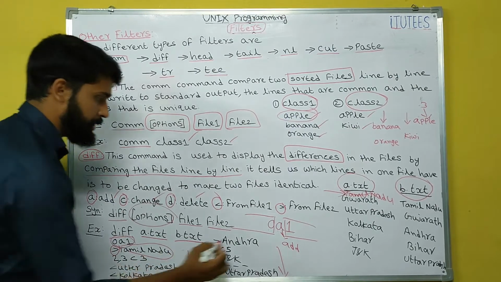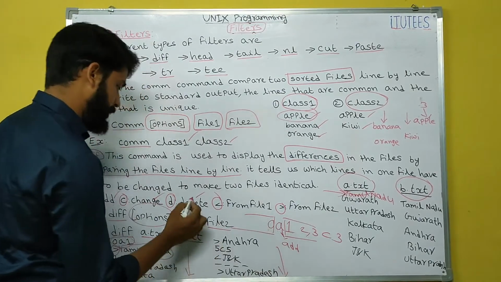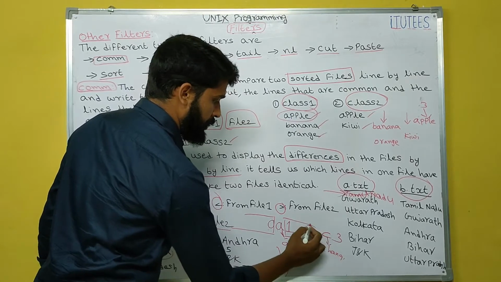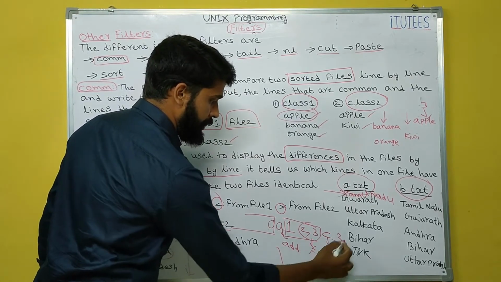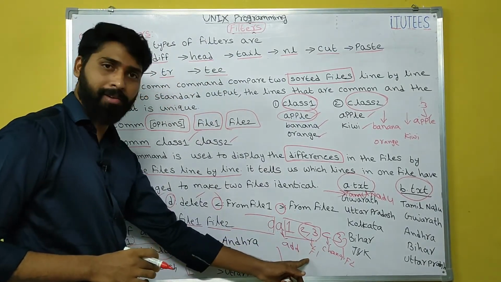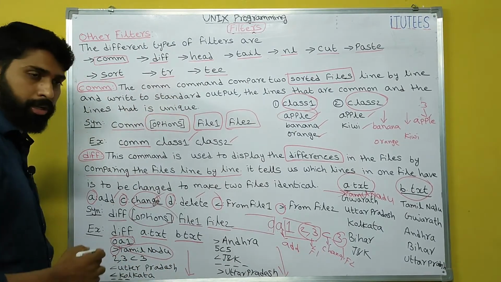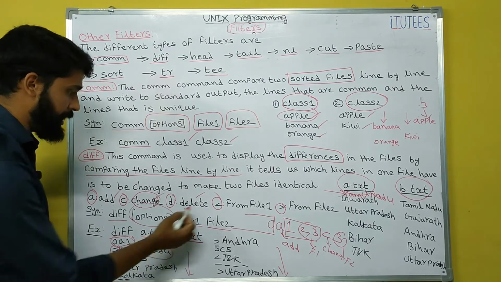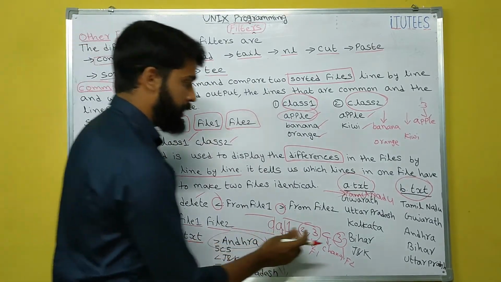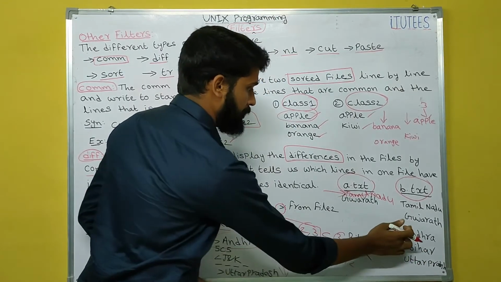Okay. The next change is 2,3c3. What does it mean? C means change. 2,3 belongs to file 1, and 3 belongs to file 2. That means change lines 2 and 3 in file 1 with the third line in file 2. What are the 2, 3 lines? Uttar Pradesh and Kolkata. These dashes differentiate file 1 and file 2. And the third line is Andhra. Now these second and third lines are changed with Andhra.